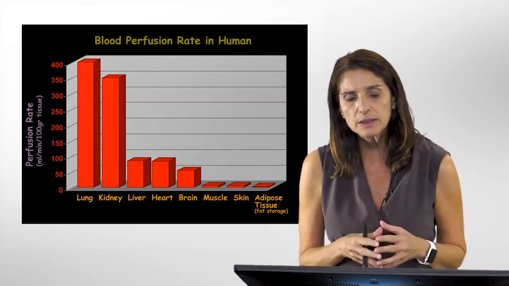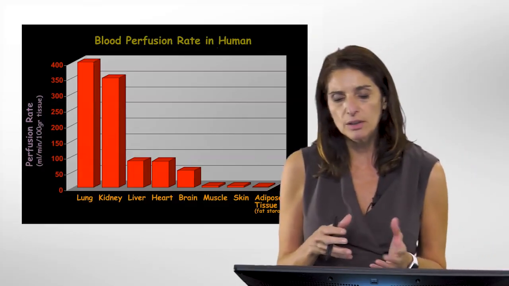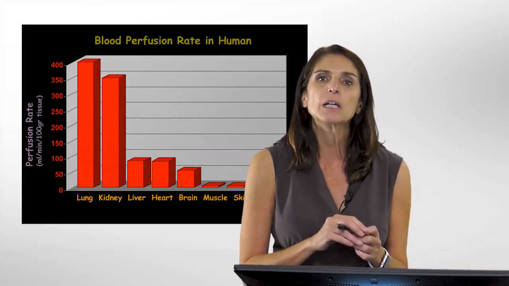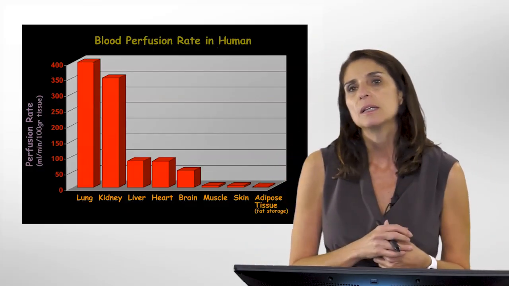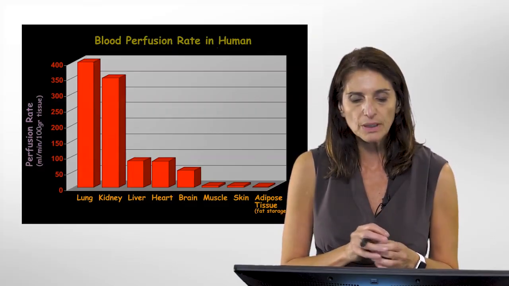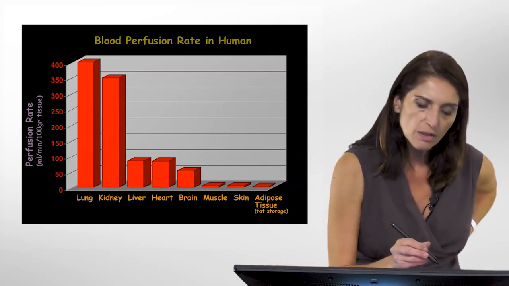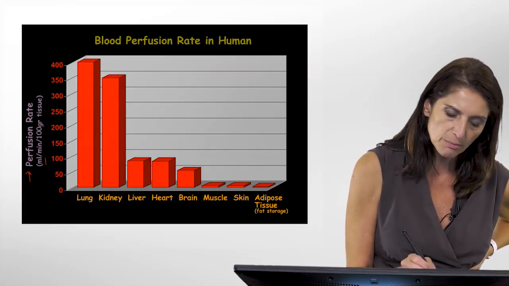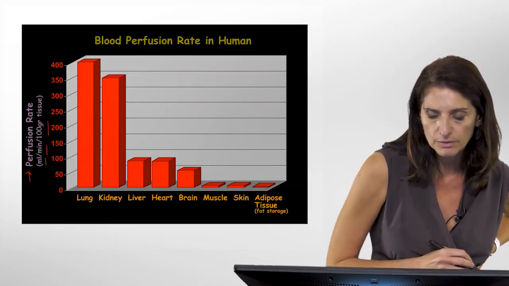The other quantity that determines how well a drug makes it to the tissues is the blood perfusion rate. In other words, how rapidly does the blood go through certain tissues. And so this is measured by the so-called perfusion rate, which is milliliters of blood per minute over 100 grams of tissue.